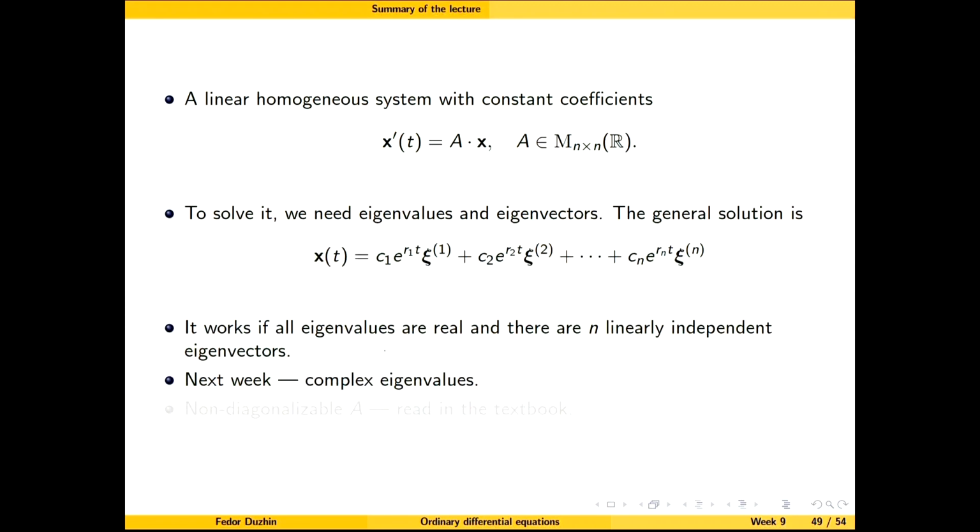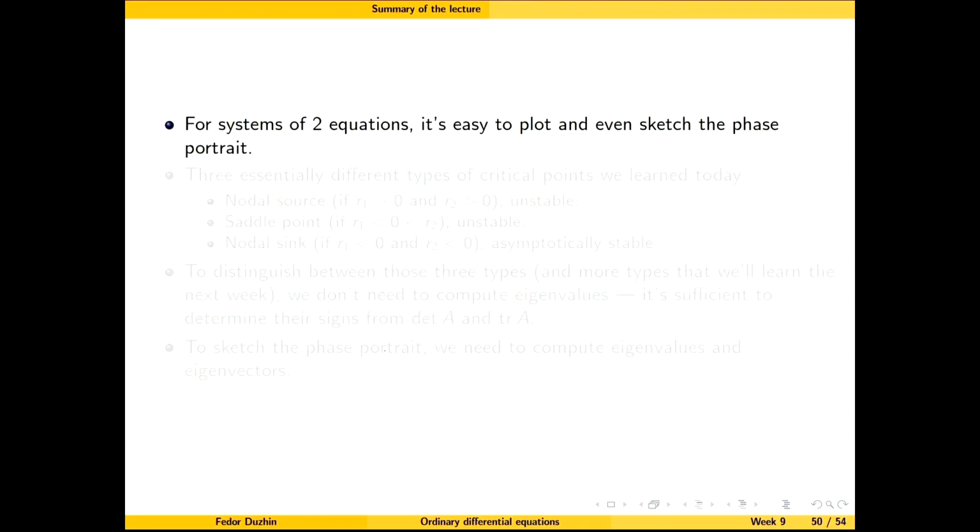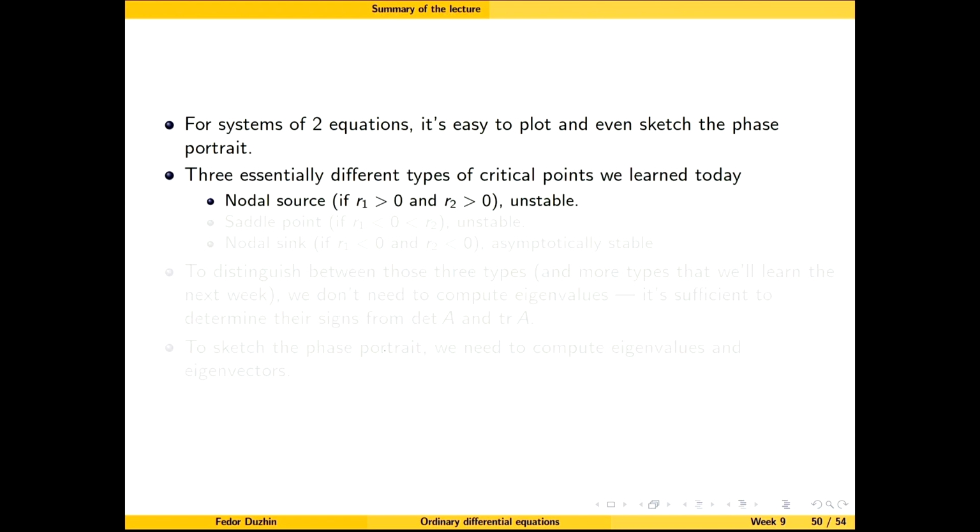But the trickier case is the case of a non-diagonalizable matrix A, so you can read about it in the textbook. For systems of two equations, we can plot phase portraits on a computer, or we can sketch phase portraits. And there are three essentially different types of the critical point at the origin that we have seen today: nodal source, saddle point, and nodal sink.